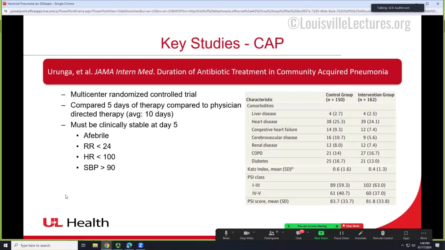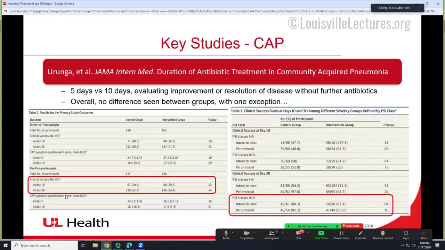One of the studies evaluating this shorter duration versus longer duration is a study by Arunga and colleagues. And again, randomized controlled trial. They wanted to see how long we should be treating people. They compared 5 days to physician discretion, which averaged about 10 days. They had a variety of comorbidities, but you had to be clinically stable at day 5. Really what they saw here was that there was no real difference with one exception, right? Your clinical success at day 10 is looking great. In your PSI, your pneumonia severity index score classes, there wasn't a whole lot of difference.